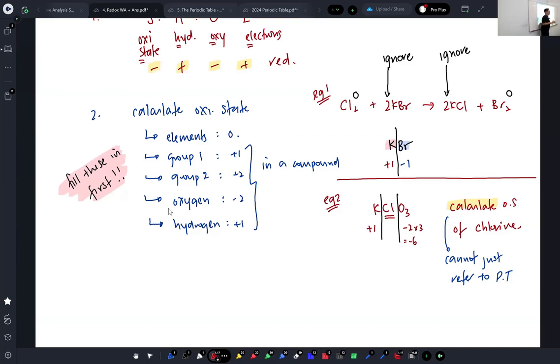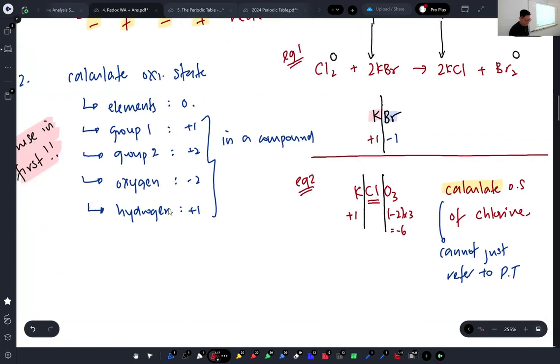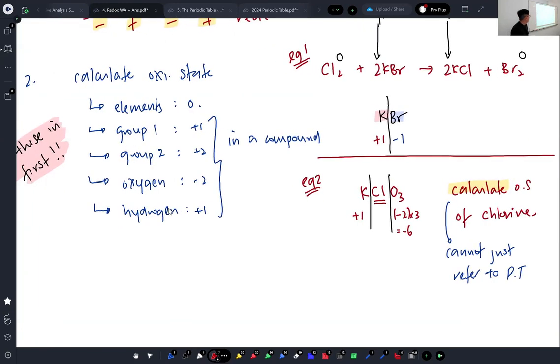-2 times 3 is -6. Maybe I put a bracket. I don't know whether that helps. -2 times 3. Maybe I write bigger. I don't know what else to do. Where was I? Last one. Now you need to recall this, and this one is the finishing step. You need to understand that all these numbers must add up to 0. So it becomes basic math. 1 plus something, -6, must add up to 0 because all compounds are neutral.